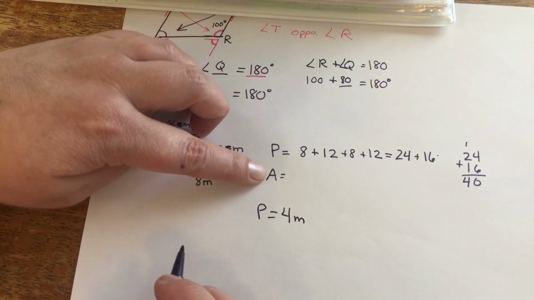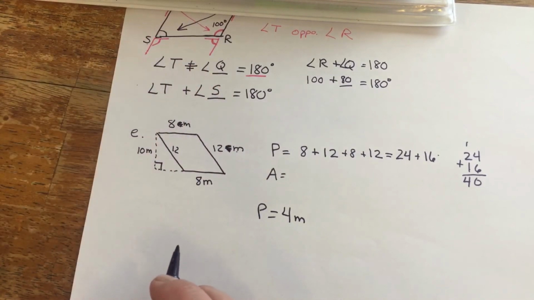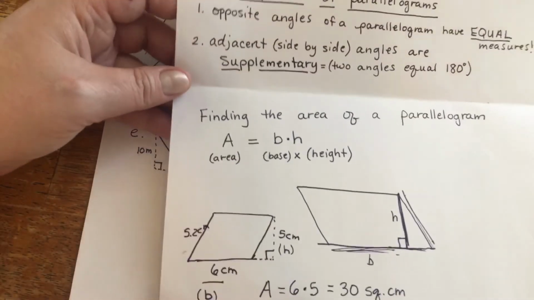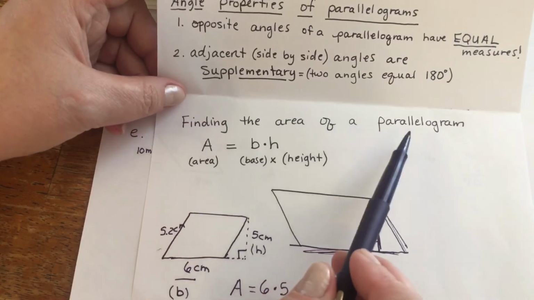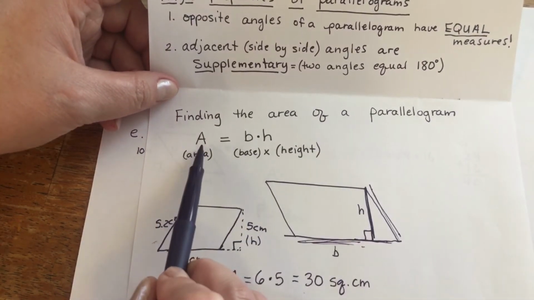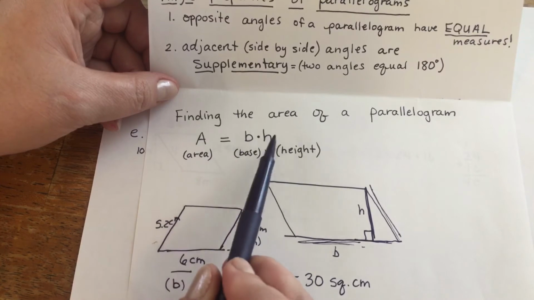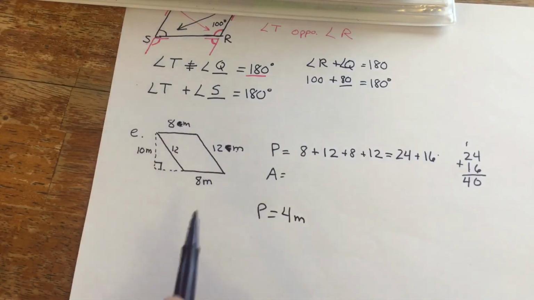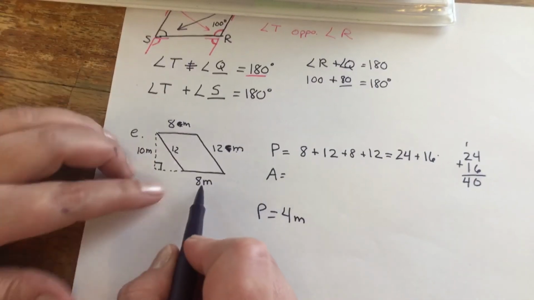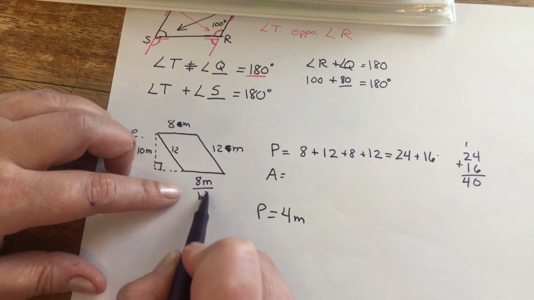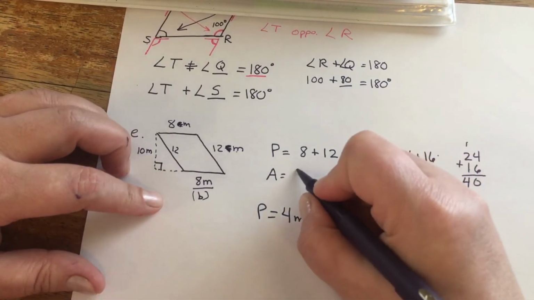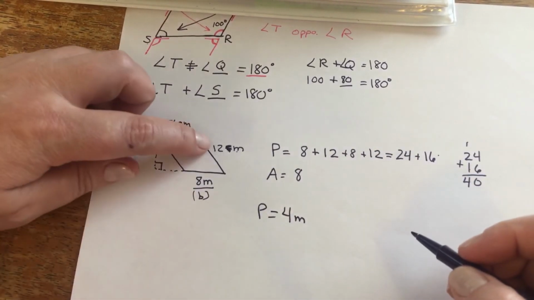The formula for our area, where is it? Looks like it's right here. Formula for finding the area of a parallelogram. Area equals the base times the height. Okay? The area equals the base. This is the base. The base is 8 times the height.